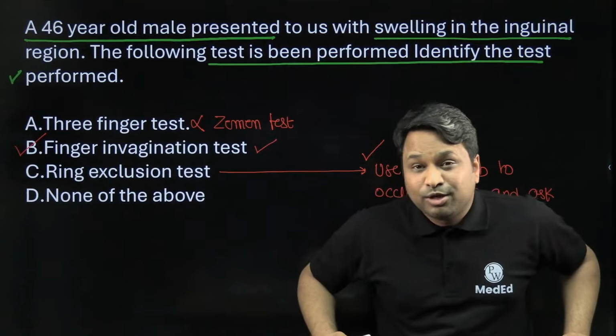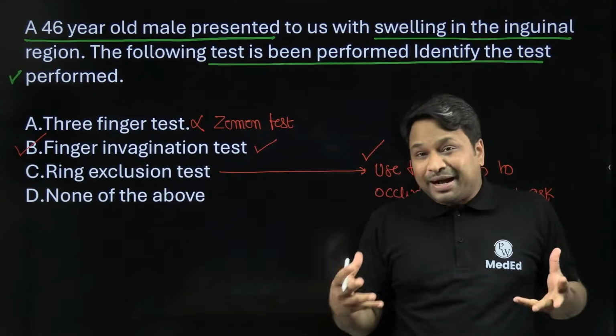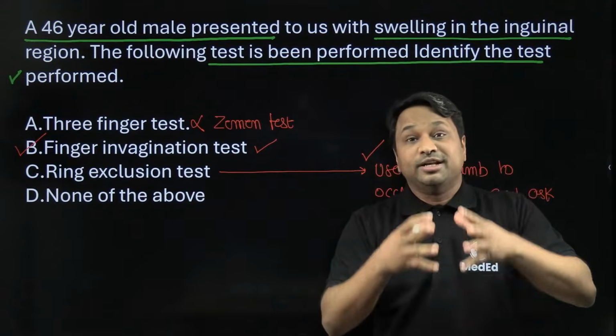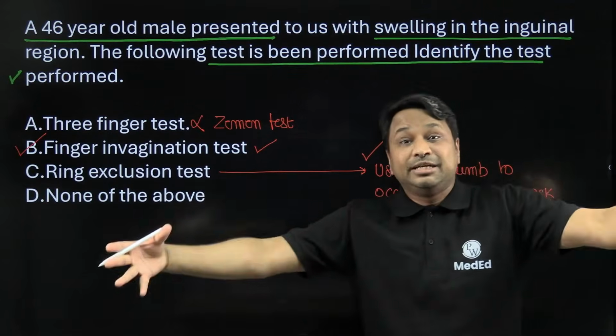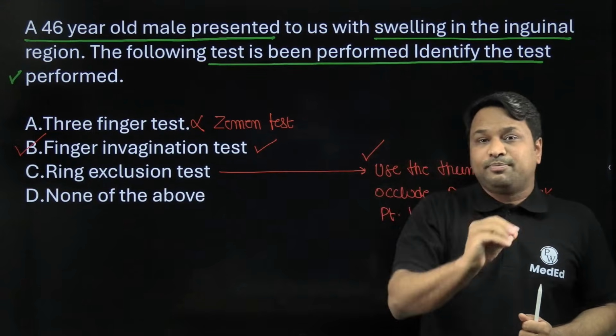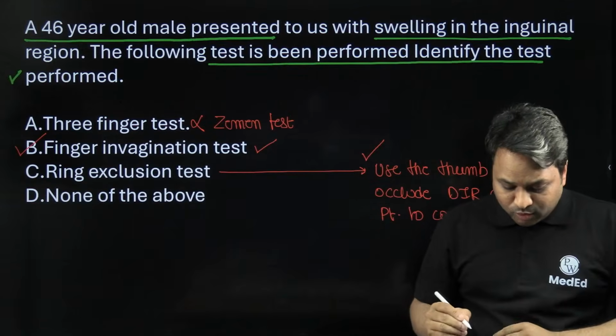The exception is pantaloons hernia because it's a fallacy. In a pantaloons hernia, because you have direct and indirect, whether you occlude or do not occlude, you're not able to differentiate. Another fallacy is if there's a lax deep inguinal ring, you try to compress it, your thumb will not be able to compress the entire deep ring, you'll still get it positive. Those are the fallacies of your ring occlusion test.